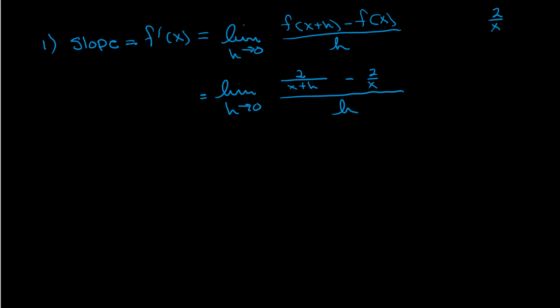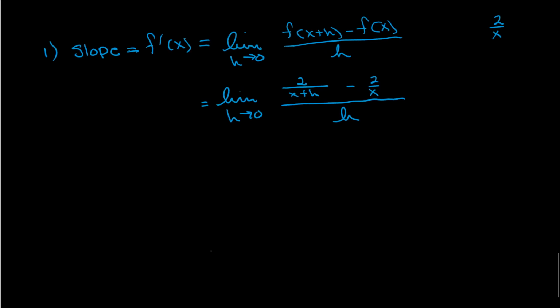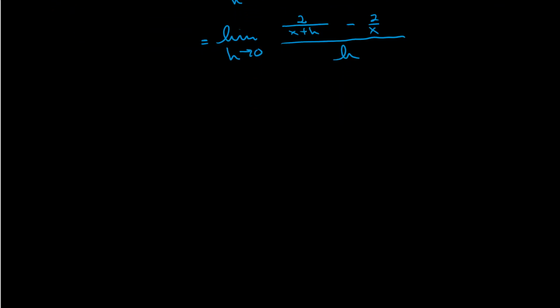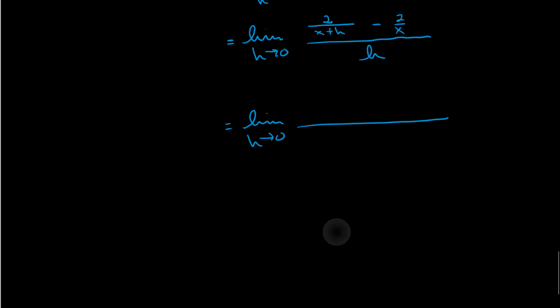Great, I'm sure you're all excited about this. We have a fraction minus a fraction over a fraction. We're going to work with this one step at a time. For right now, I'm just going to work with the numerator. So I'm going to keep my limit as h goes to 0, and in the denominator, I've got this h.